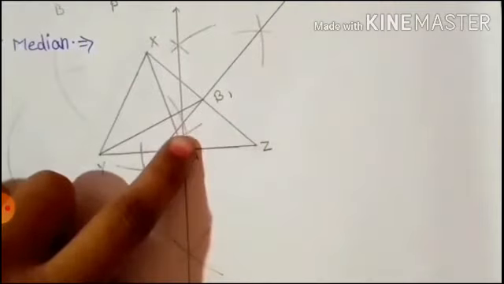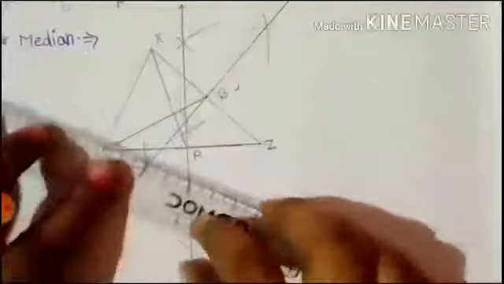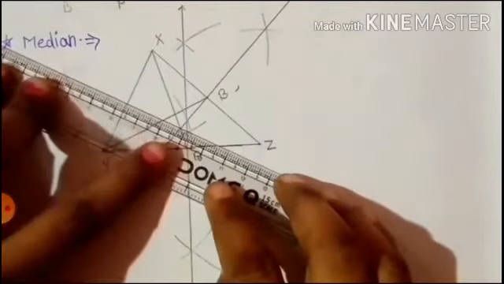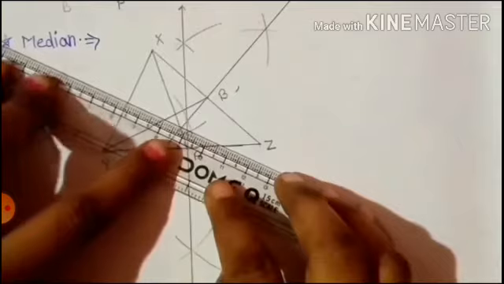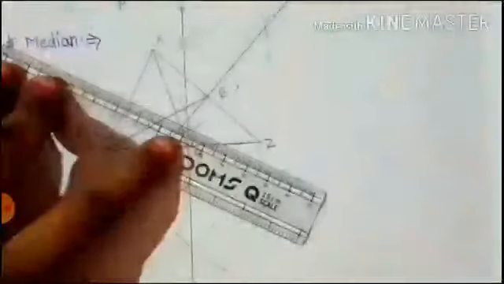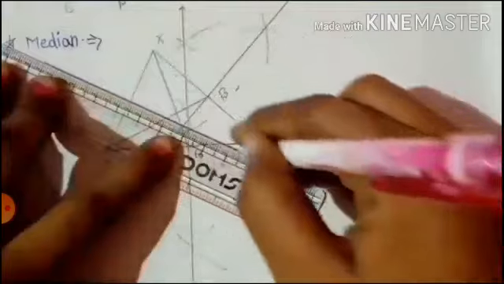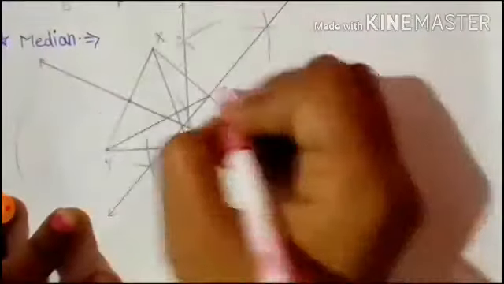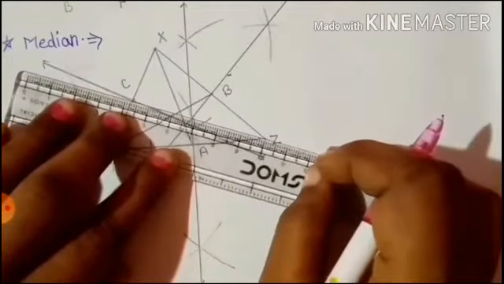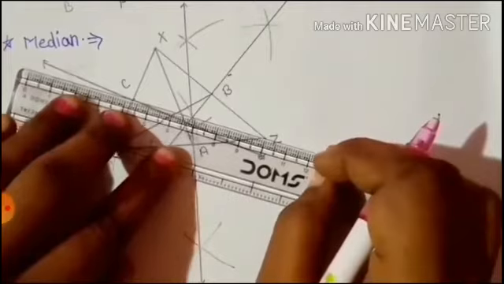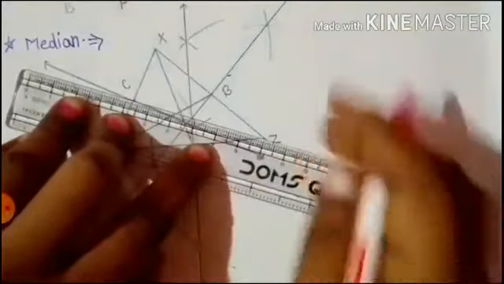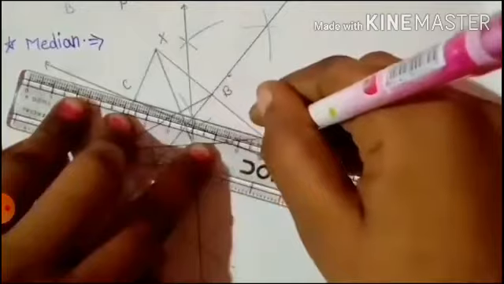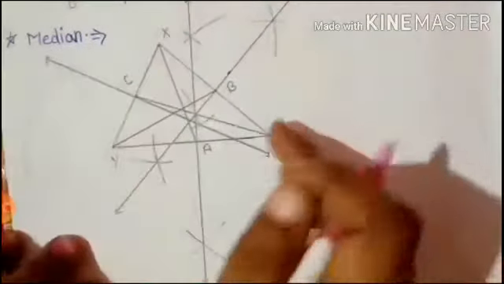Now join these 2 points with each other. We'll put a scale on these points and draw one perpendicular bisector of XY like this. Now again give this point a name. Now join CZ with the help of a scale. So student, this is the way to draw the median. In one triangle we can draw at most 3 medians only. How to draw the median?